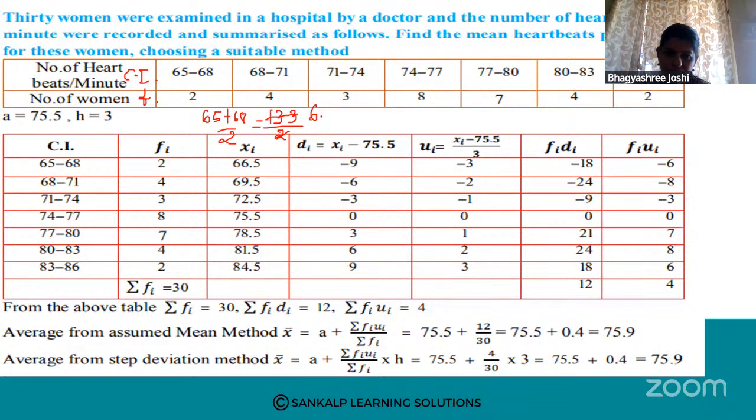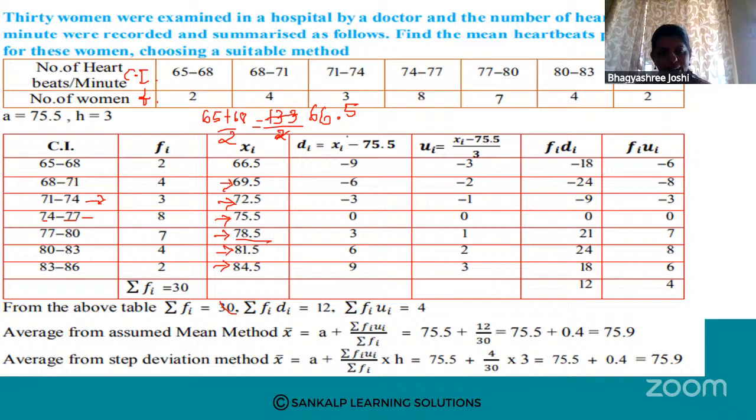2 6s are 12. 1 will remain, so 0.5. That is 66.5. Like that, 68 plus 71 divided by 2, it will be 69.5. 71 plus 74 divided by 2, that is 72.5. 74 plus 77 divided by 2, that is 75.5. Like that, 77 plus 80 divided by 2, value is 78.5. 80 plus 83 divided by 2 is 81.5. 83 plus 86 divided by 2 is 84.5. This is about the xi.